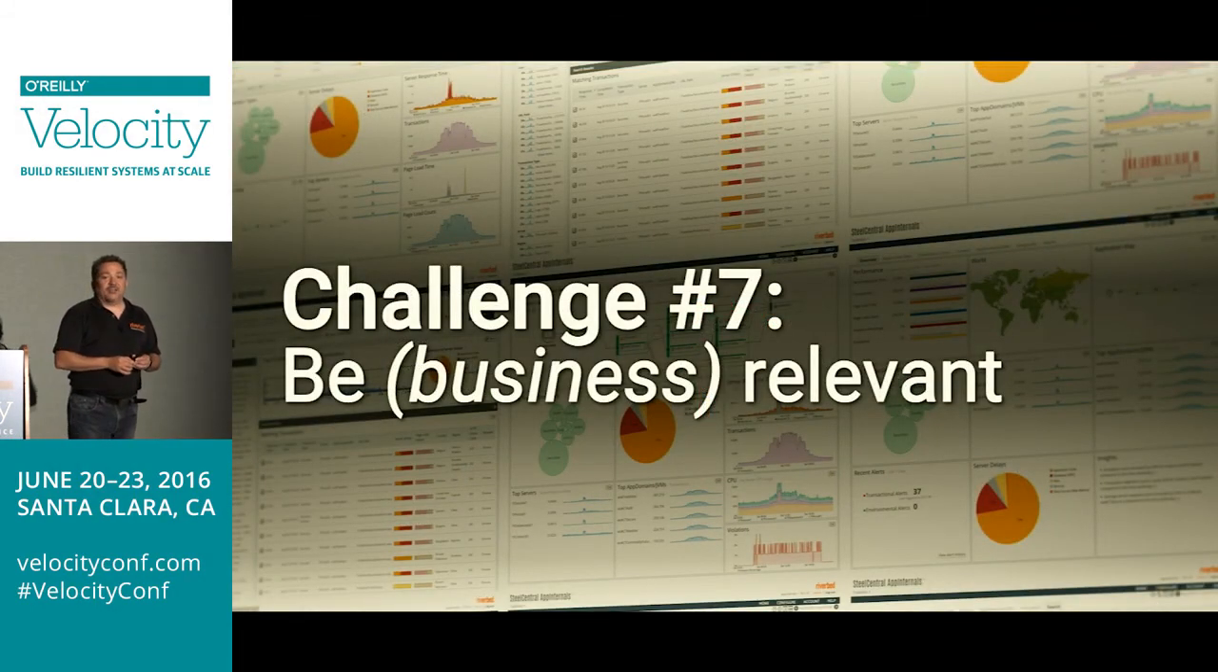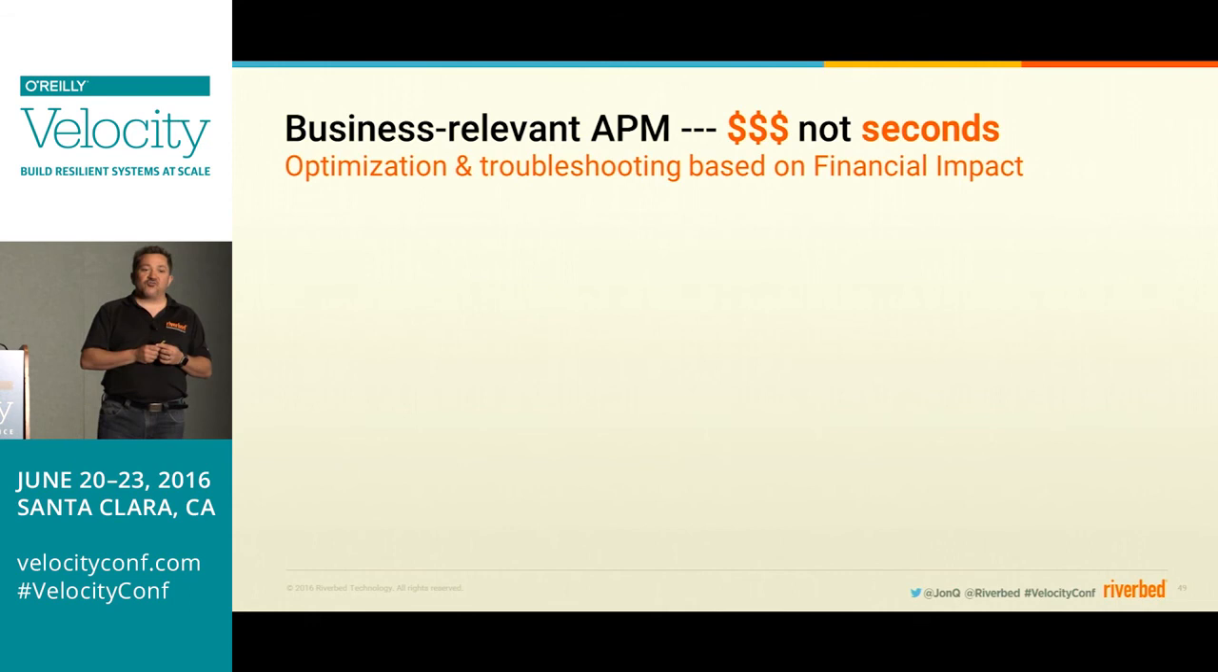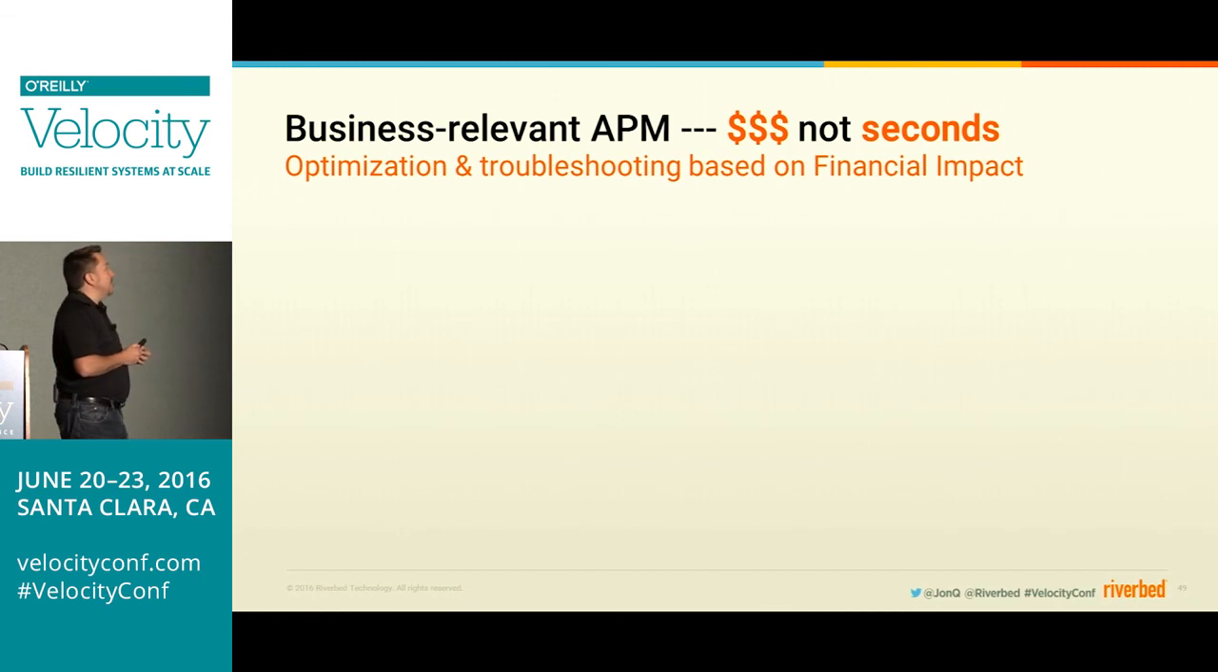So lastly is being relevant. And really about being business relevant. The reason we have APM at all, the reason why we care about performance, is we want to keep our customers happy so we ultimately make some sort of revenue from them, right? That's why we're all here. I mean, there may be some altruistic people in the audience, but more than likely it's capitalist. And we want to actually change the way APM is done, where we're not trying to optimize things and rank them based on their impact in seconds, but really based on their impact to the dollars of the business.